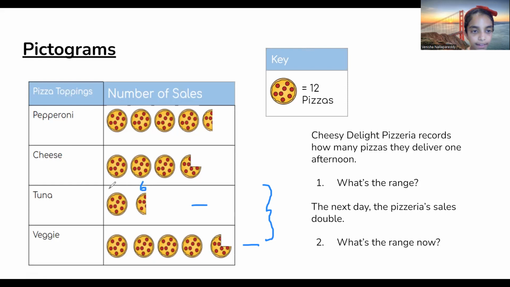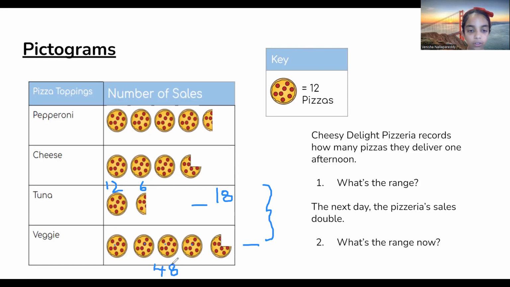That's 6, and that would be 12, which is 18. So that's our lowest number of sales. And then we have veggies, so we've got 1, 2, 3, 4 pizzas, which is 12 times 4, which is 48. And then we have 3/4 of a pizza.